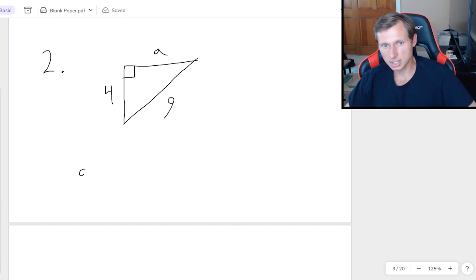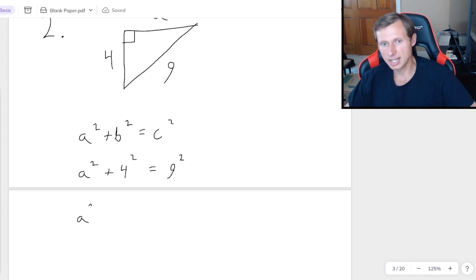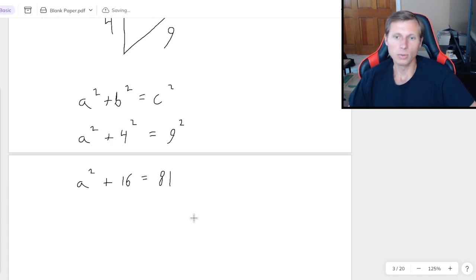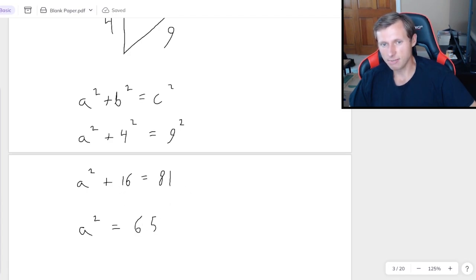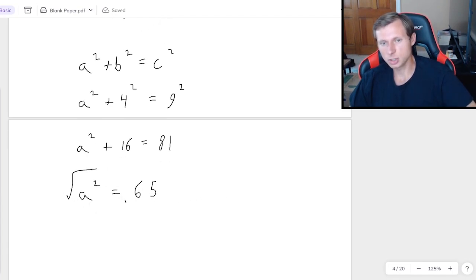Okay, so first, a squared plus b squared equals c squared. This time I'm solving for A. B must be the 4, it must be the other leg, so 4 squared. And then equals the hypotenuse, which is going to be 9 squared. So that's a squared plus 4 squared is 16 equals 9 squared is 81. We just have to subtract 16 from both sides. 81 minus 16 is 65. And then we just have to take the square root of that.